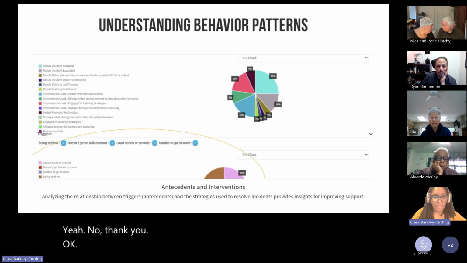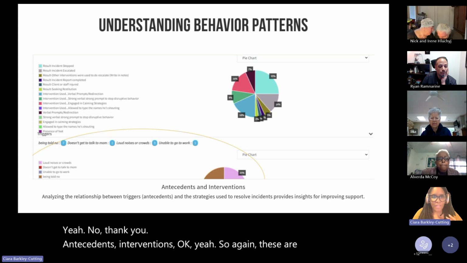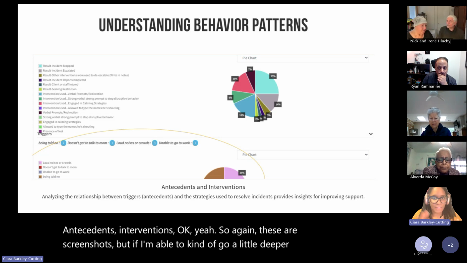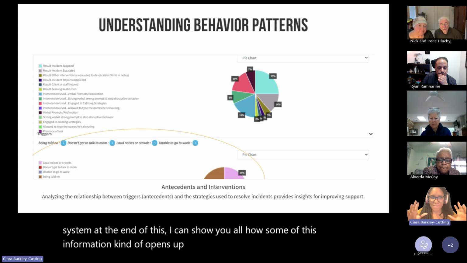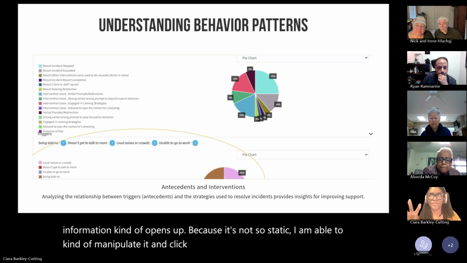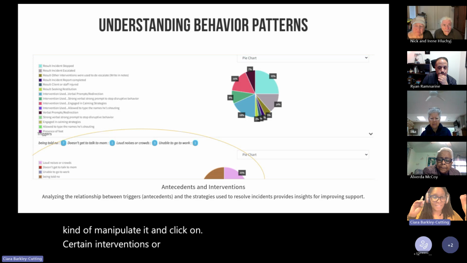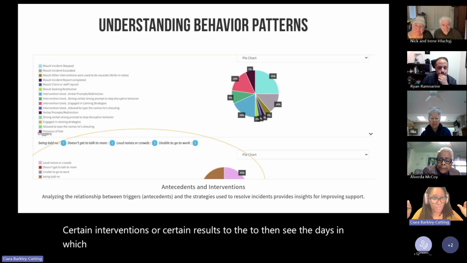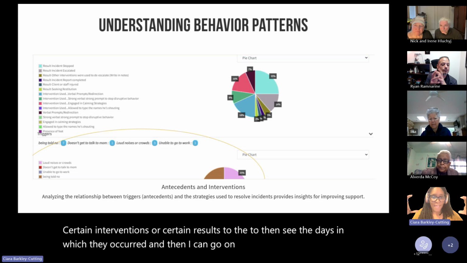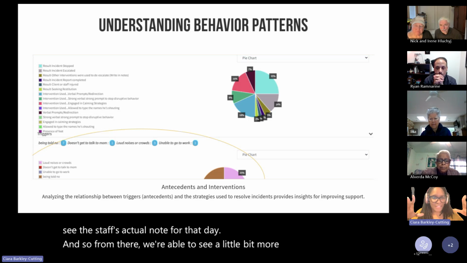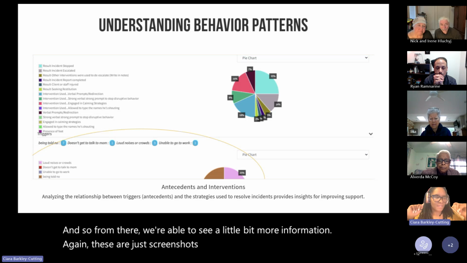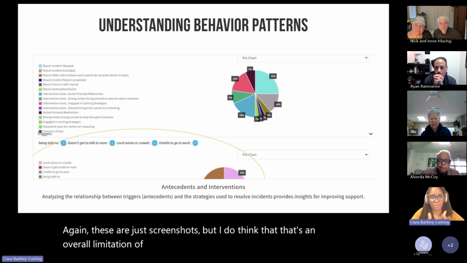Antecedents, interventions. Again, these are screenshots, but if I'm able to go a little deeper into the system at the end of this, I can show you all how some of this information opens up because it's not so static. I am able to manipulate it and click on certain interventions or certain results to then see the days in which they occurred. And then I can go on the care tracker and see the staff's actual note for that day. From there, we're able to see a little bit more information. Again, these are just screenshots, but I do think that that's an overall limitation of the system, not being able to enter it line by line like we may want to.